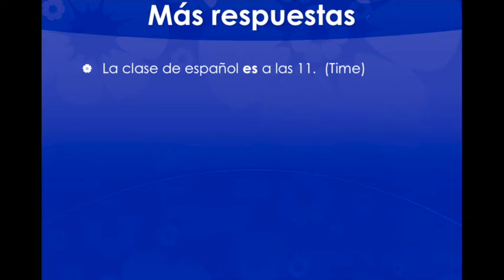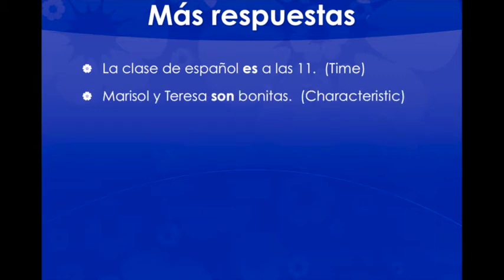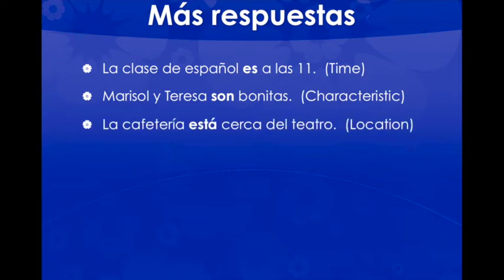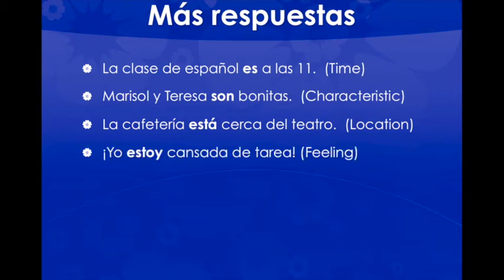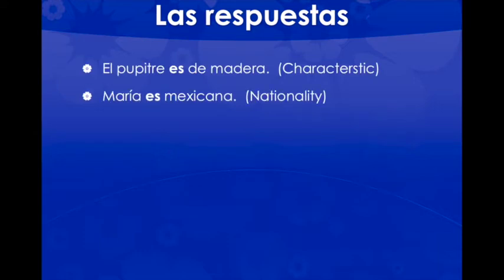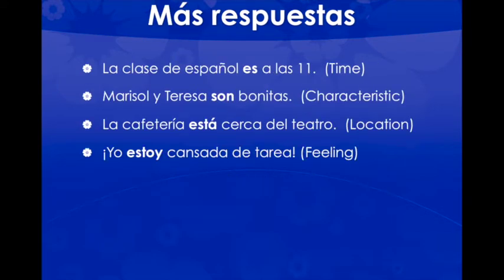La clase de español es a las 11, the Spanish class is at 11 o'clock, that's expressing time. Marisol y Teresa son bonitas, they are pretty, that's a characteristic. La cafetería está cerca del teatro, the cafeteria is close to the theater, that's location. Yo estoy cansada de tarea, that means I am tired of homework, that's a feeling, so we're going to use estar there. So if you have any questions about ser and estar, come see me after school or I can give you some more practice. Just remember C note and FLT.